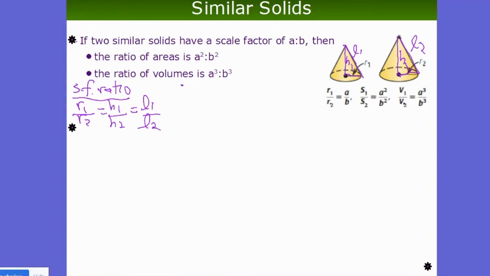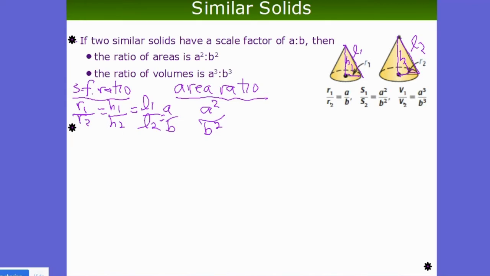Now, the surface area ratios, to compare surface areas, you look at the area ratio because surface areas are areas. So just like with polygons, if my scale factor ratio is some ratio A to B, then the ratio of their areas will be A squared to B squared. So this works just like it did with polygons.